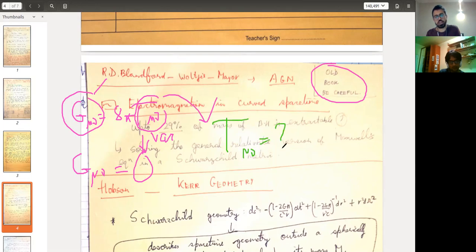These are indices. So what could it be? People generally say that it can be a pressureless gas or dust or something. So what Blandford and Znajek did was consider this T mu nu as an electromagnetic stress energy momentum tensor, which is given in the form of the electromagnetic tensor.